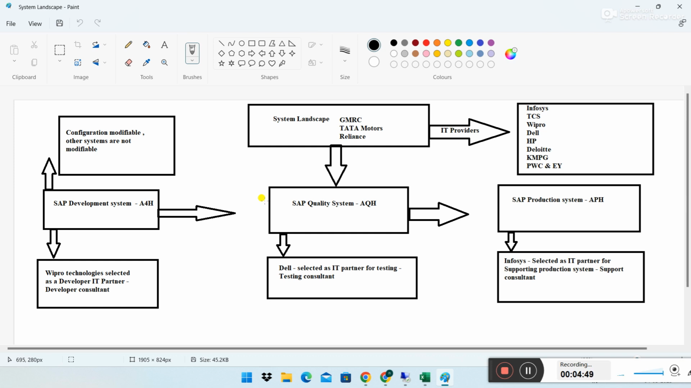Mohammed, sorry to interrupt you. Your network might not be good. You are not audible completely. Okay, Ashwini, can you try? Ashwini, can you please tell me? Yes, sir. Please tell me why we need a system landscape. Tell me the real-time reason.